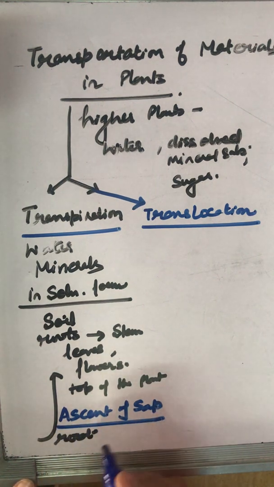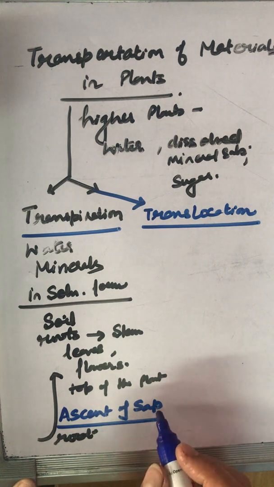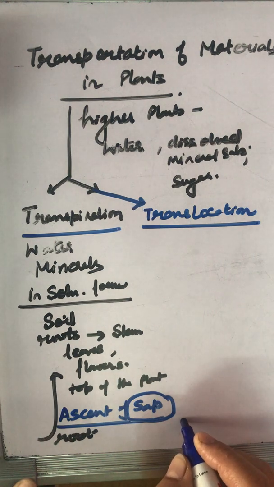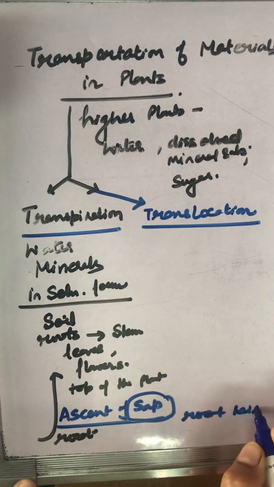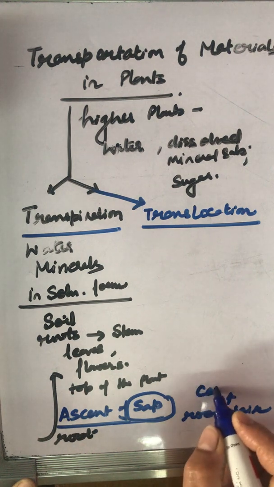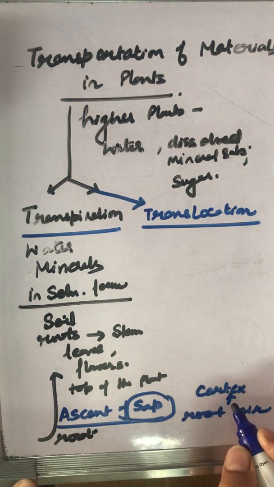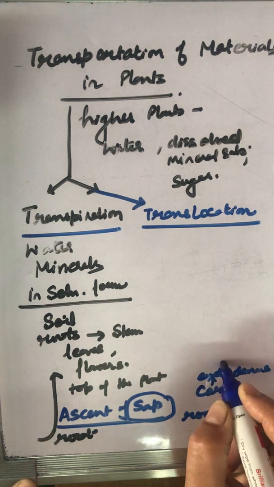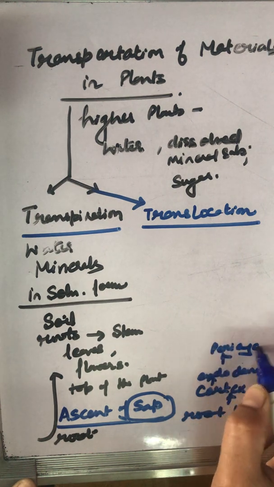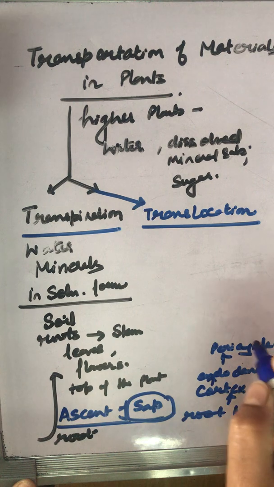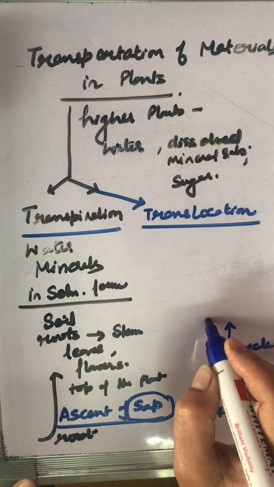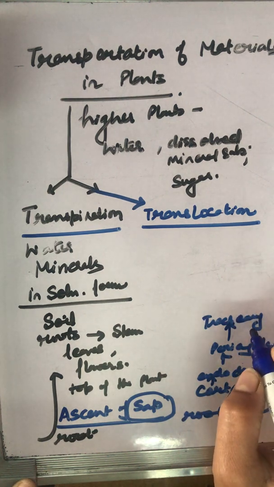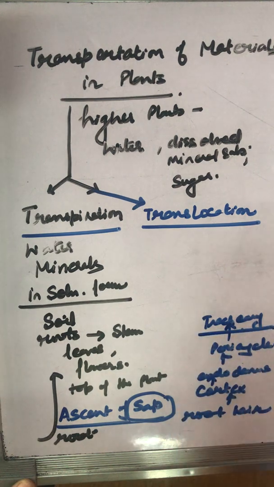What is sap? Sap is the fluid which is absorbed by the root hairs. How does it move? It moves from the root hair, then to the cortex of the section of that area, then endodermis, then pericycle. What is all this? And then finally the tracheary elements. Tracheary elements क्या होते हैं? The xylem and phloem. Tracheary elements, that means the vessels and the tracheids.